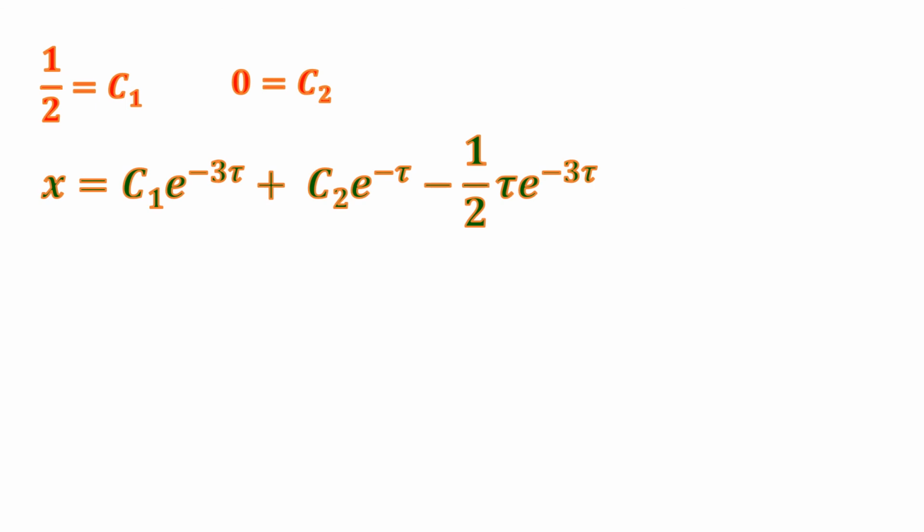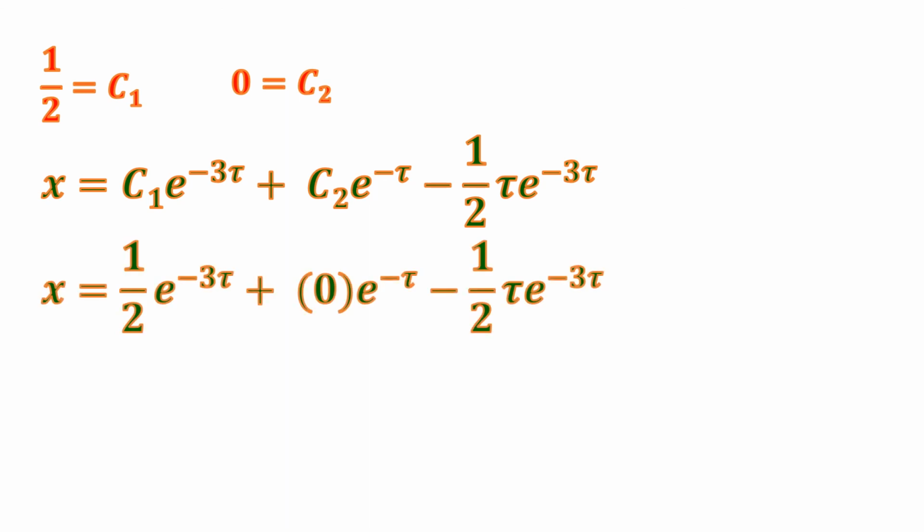Now we're done computing all the constants. Our c1 is 1 half and c2 is 0. So let's go back to our general solution for x, and we'll substitute c1 by 1 half and c2 by 0. The one with 0 will be gone. So 0 times e to the negative t will be gone, and we are left with this. So the general solution is x equals 1 half e to the negative 3t minus 1 half t e to the negative 3t. And that is the final answer.